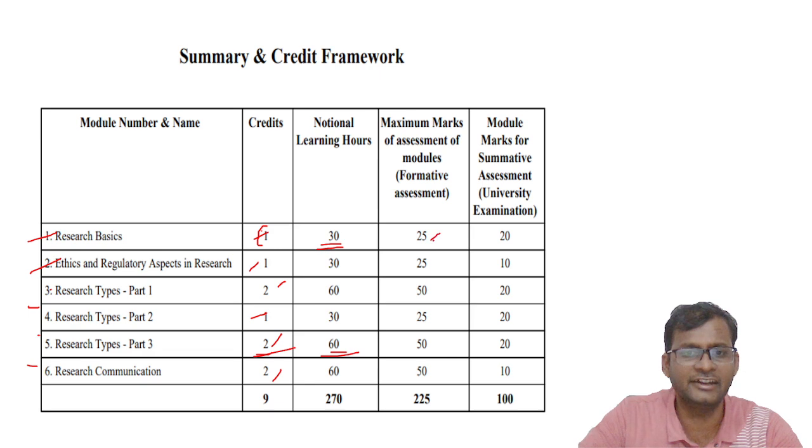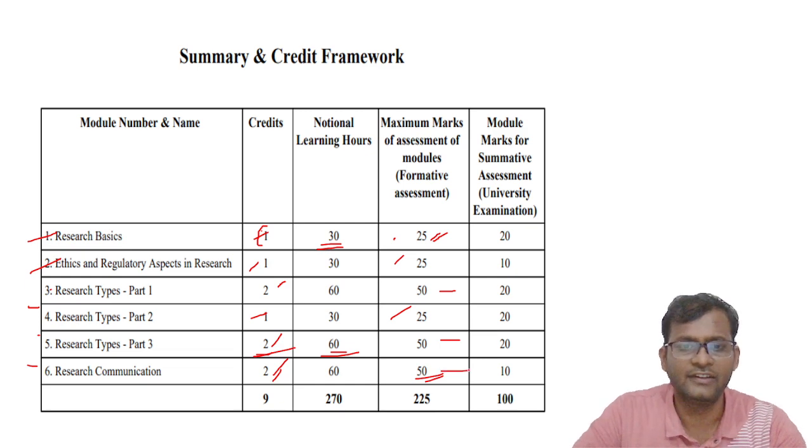In a 1 credit module the allotted marks for the formative assessment is 25 marks. In a 2 credit module the allotted marks are 50, that is double. In these 6 modules, module 1, module 2 and module 4 are allotted 25 marks. Module 3, module 5 and module 6 are allotted 50 marks.